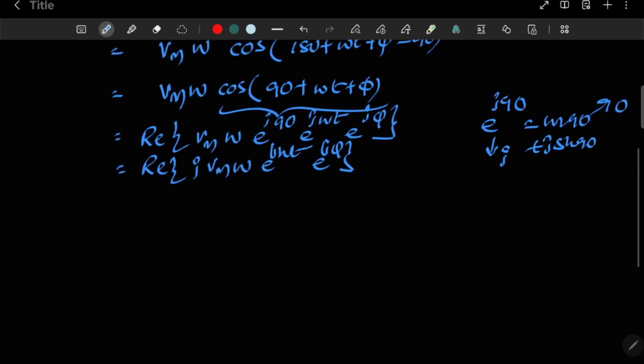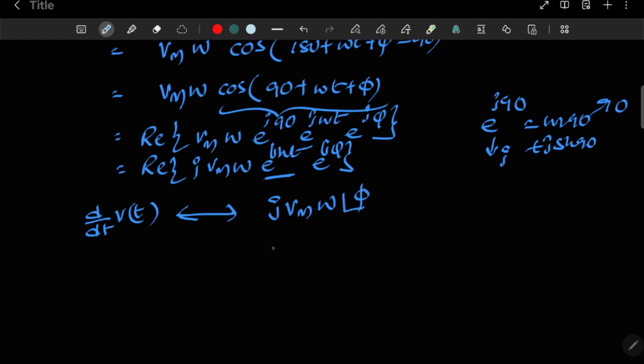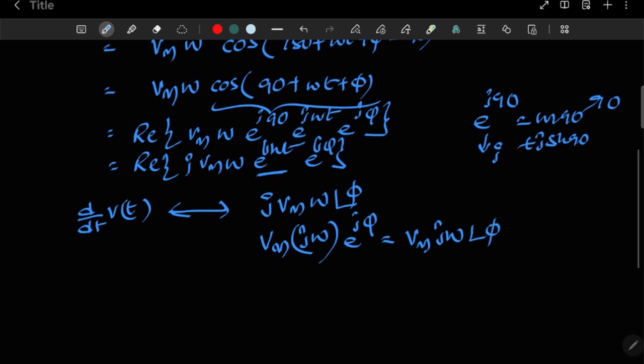When you are looking for the phasor domain, we need to suppress the time. So for d by dt of v of t, its phasor representation is simply j Vm omega at an angle of phi, or Vm j omega e power j phi, or Vm j omega at an angle of phi. We know that for a general v of t, the phasor representation is Vm at an angle of phi.